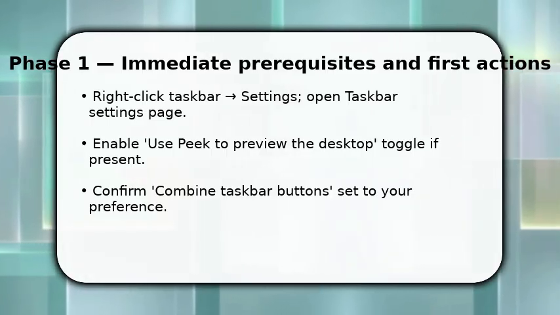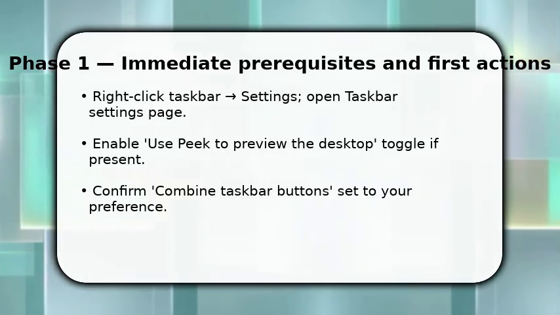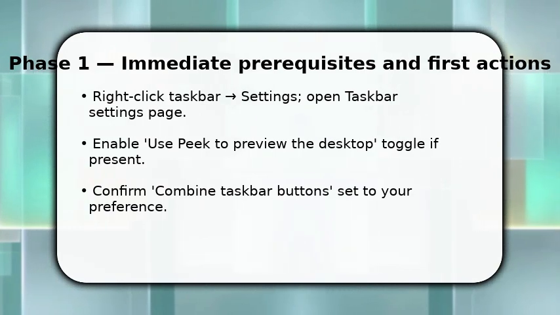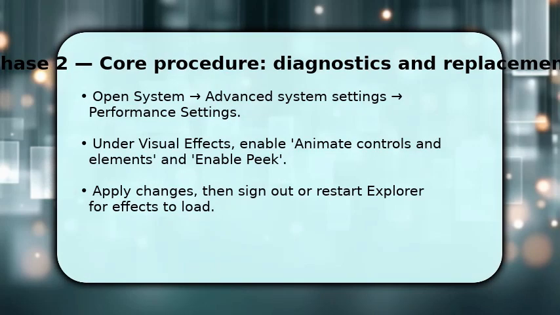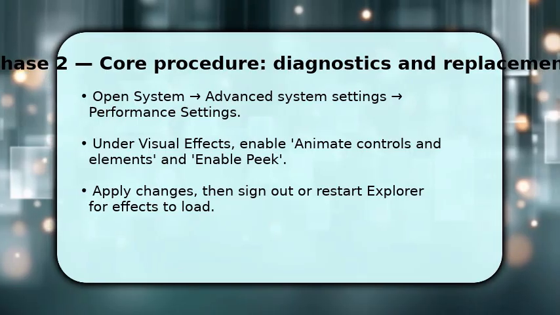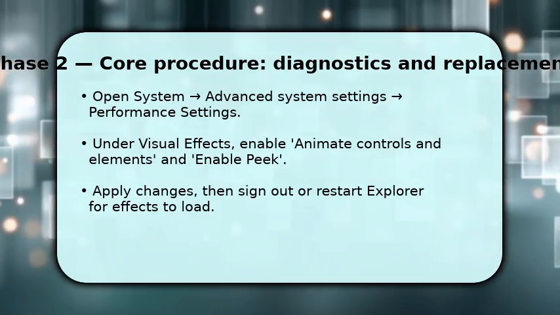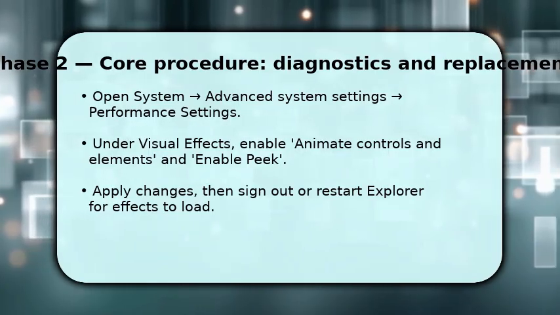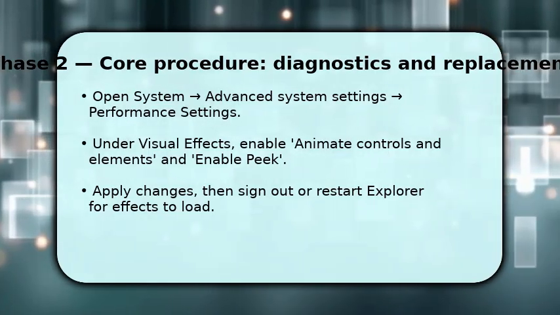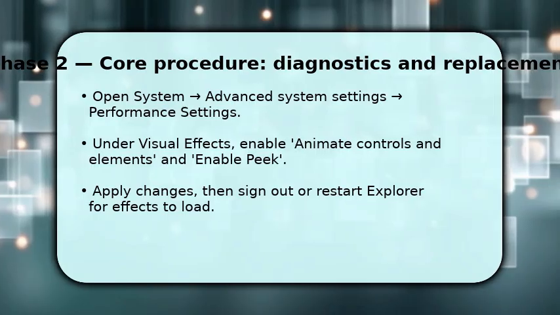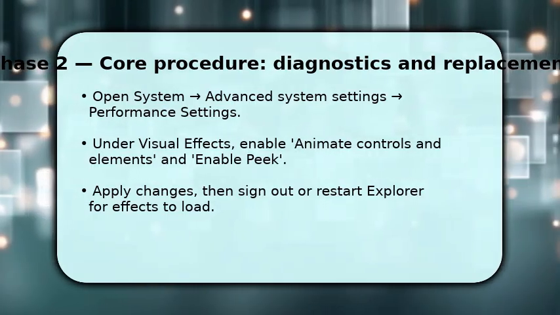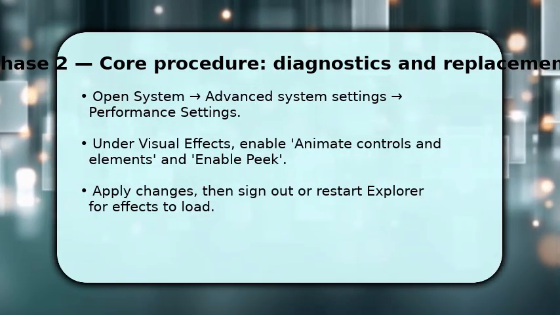Now that those basics are set, move to Visual Effects to ensure Windows will render thumbnails properly. Next, you adjust visual effects so thumbnails actually show. Press Windows, type View Advanced System Settings, open Performance Settings, and select Visual Effects. Enable Animate Controls and Elements and enable Peek or related options. These allow live previews and hover pop-ups.